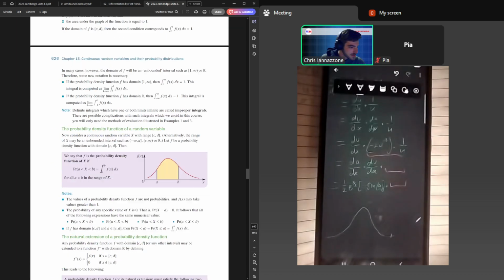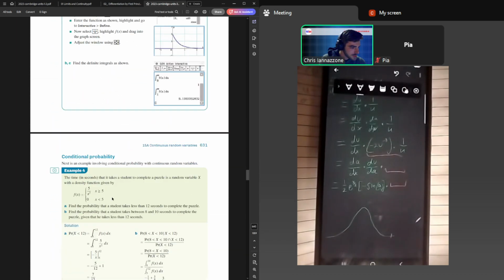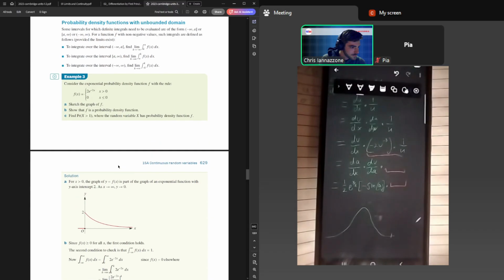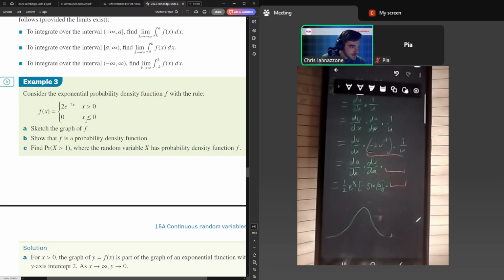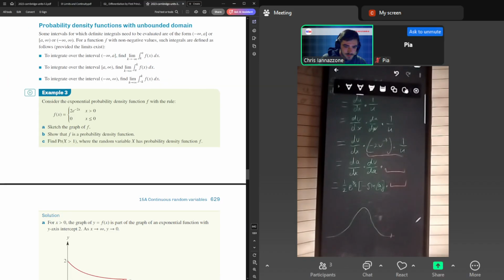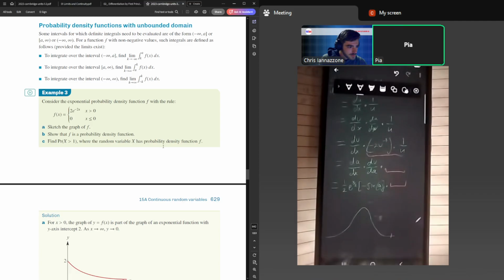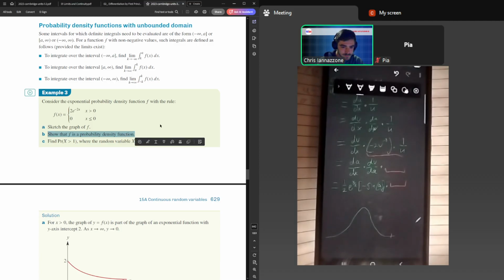Okay. 15A. Example 3. Whereabouts was this one? Part B. Show that it's a probability density function. You can ignore what f of x even says. There's only ever one thing you do here. Do you remember what that is?